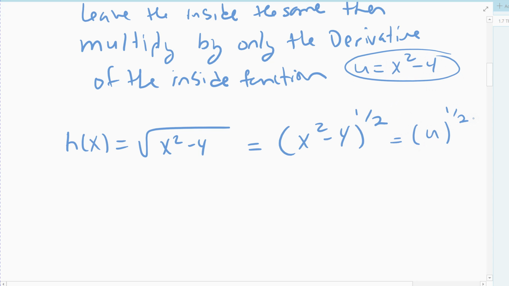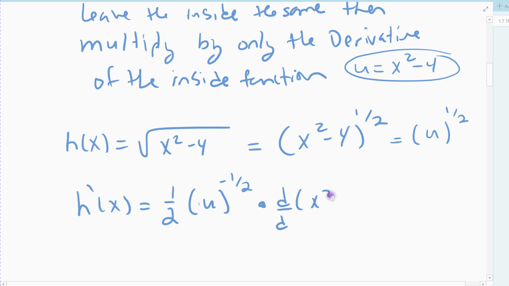So h prime of x is the derivative of the half rule: 1/2 u raised to the negative 1/2. That's the derivative of the 1/2 function. But then I'm not done yet. The chain rule, because this u was an inside function, I've then got to take the derivative of the u expression, which I haven't done yet.